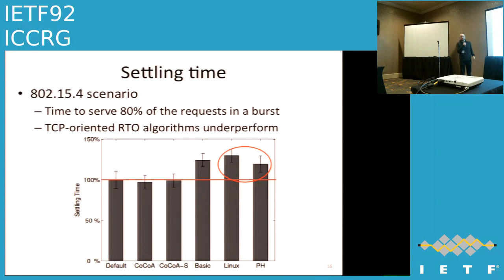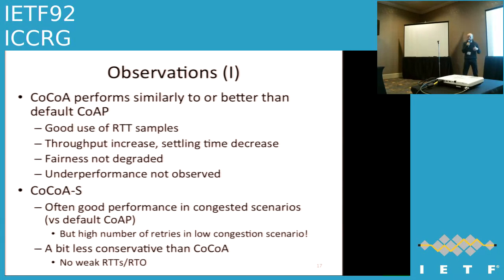Next, please. So let's summarize a few observations from these experiments. We have seen that CoCoA performs similarly to or better than default CoAP. It seems like CoCoA is making good use of RTT samples, and it is able to achieve a throughput increase and a settling time decrease without sacrificing fairness. Importantly, we haven't observed CoCoA underperforming default CoAP in any scenario, so it might be a good candidate as an alternative to default CoAP congestion control.